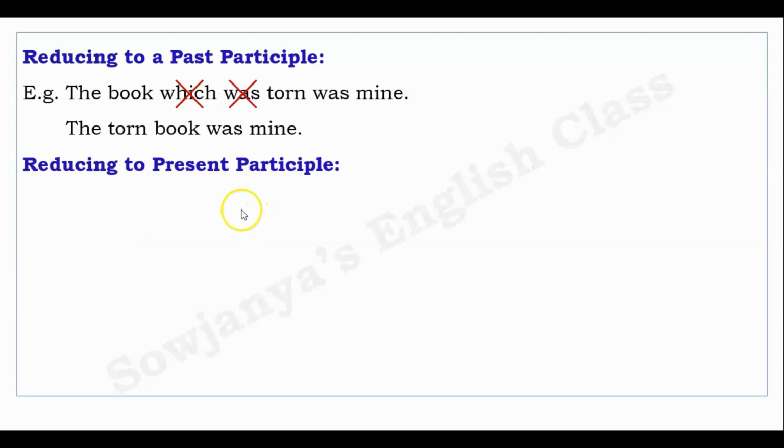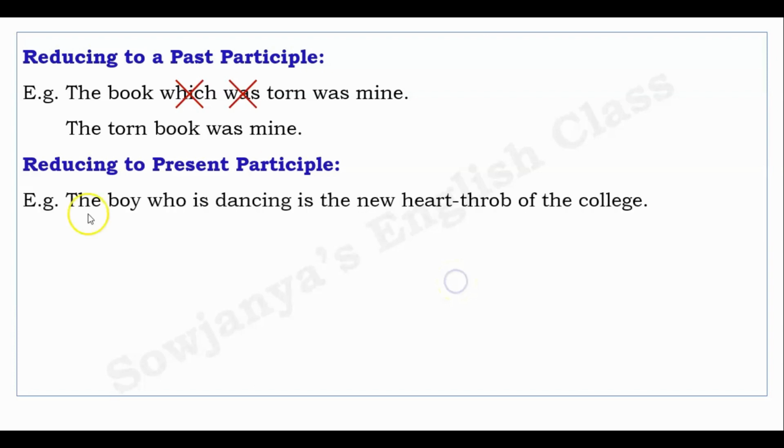And reducing it to present participle. Let us see that present participles are V1 plus ing forms of verb which act as adjectives. Example, the boy who is dancing is the new heartthrob of the college. So, is dancing is continuous over here, as we have seen in our rules. V1 plus ing, that is continuous forms, can be reduced to present participles. Okay, and a present participle's duty is to modify the noun. Here what is the noun? Boy. Okay, so it should come before the noun boy as an adjective.